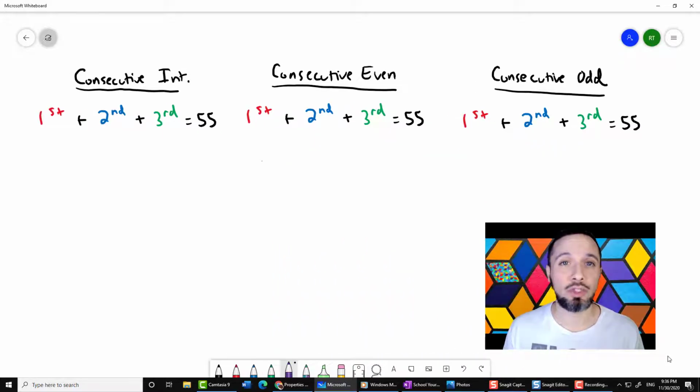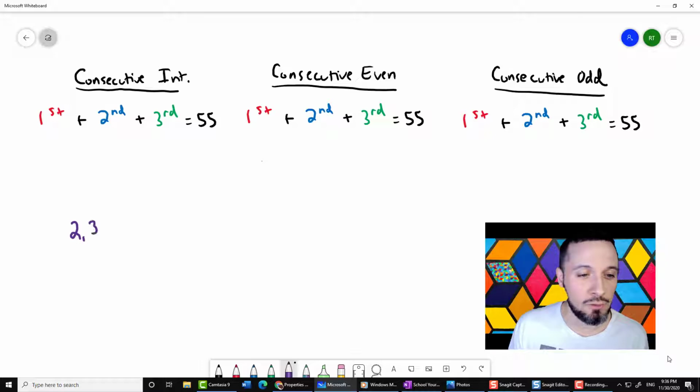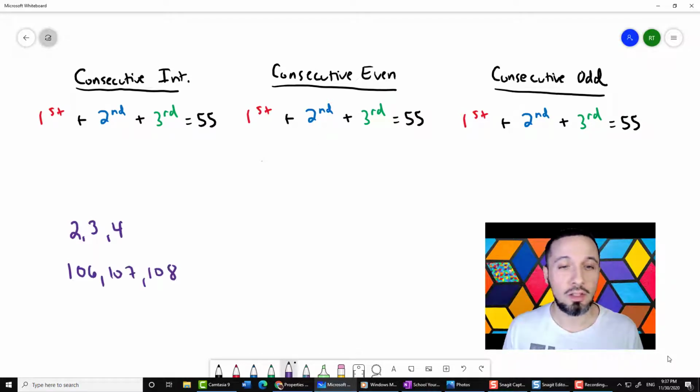Let's look at the same situation but with 3 numbers instead of 2. If I were to pick 3 numbers just to make them up that are consecutive integers, I could use something like 2, 3, and 4. Or, just to make up another example, 106, 107, 108. All you have to do is look at the relationship between each of these numbers.